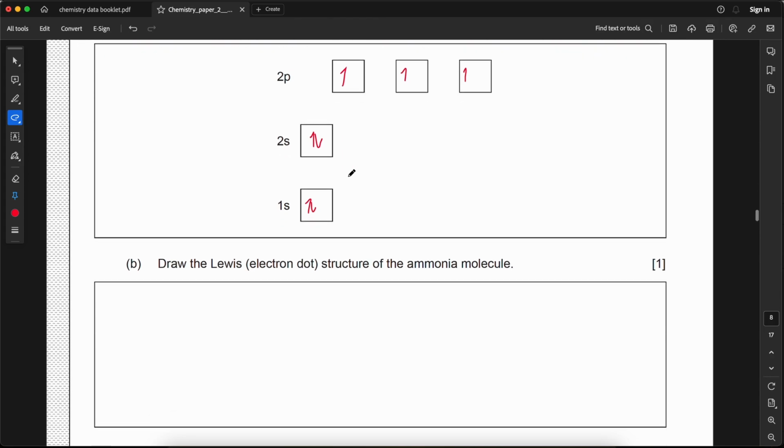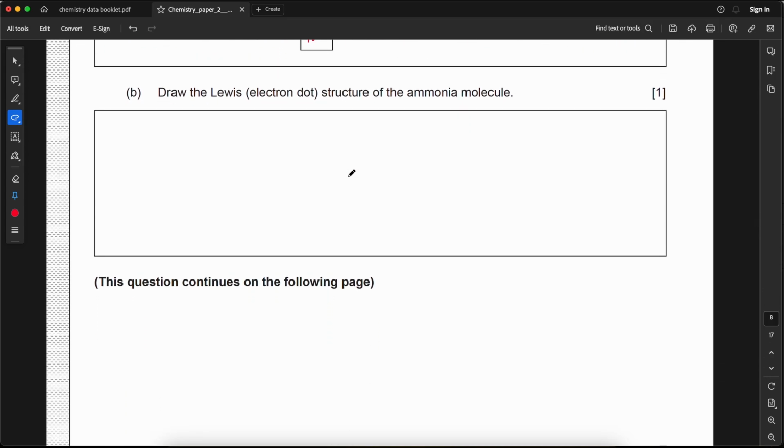Okay. Draw the Lewis electron dot structure of the ammonia molecule. So N has 5 valence electrons, and then H has 1. So that would be like this.